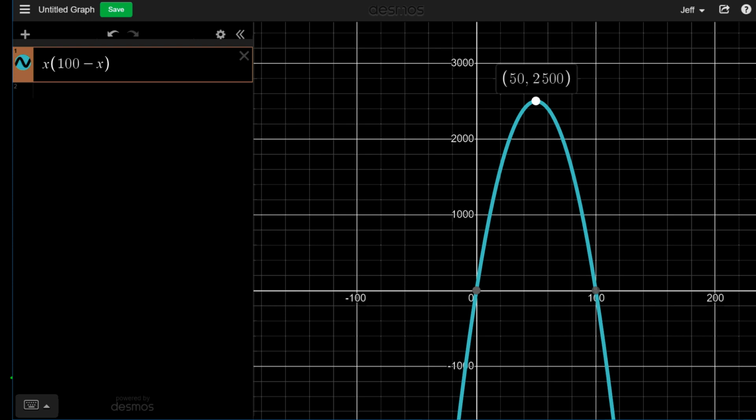So let's think about this equation for a second. The Y represents the area, and the X represents the length. And so when the length is 50, the maximum area is 2,500.